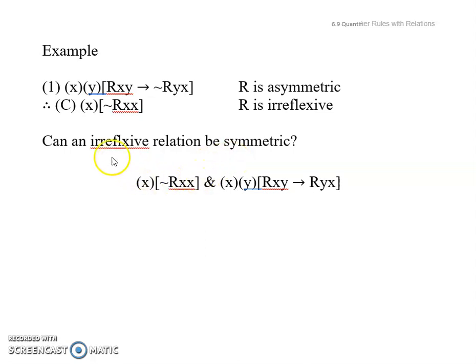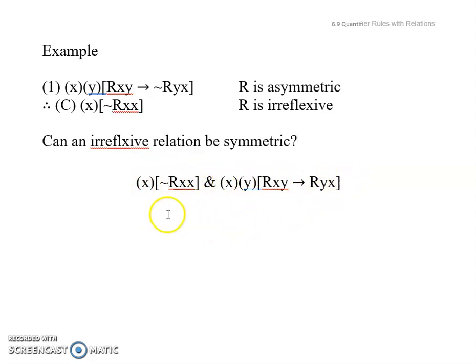So, can an irreflexive relation be symmetric? We might pose that as an open question. In other words, could we have this be true and this be true? Is that consistent? It is indeed consistent, and a relation can be irreflexive and symmetric. So just because all asymmetric relations are irreflexive, it does not follow that all irreflexive relations are asymmetric, and indeed that's not true. It is possible to have an irreflexive and symmetric relation.